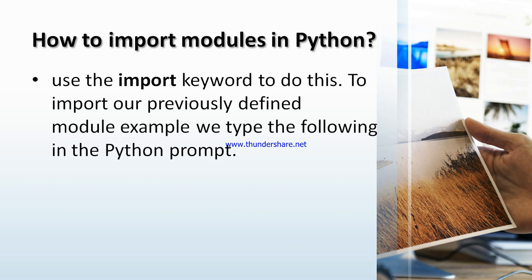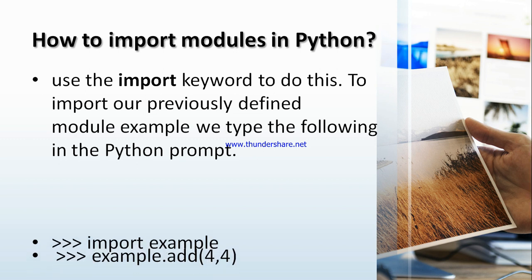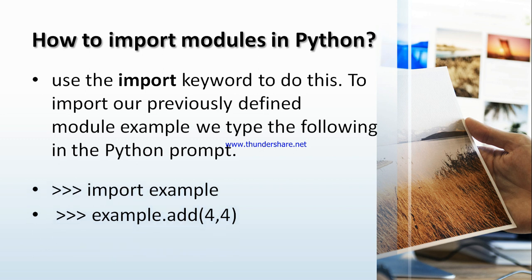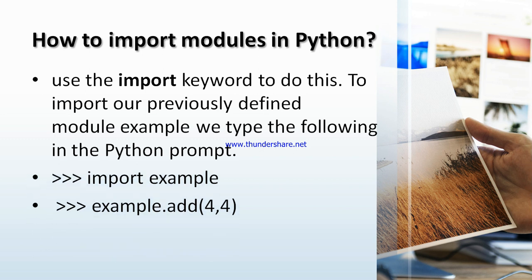Now the question is how to import models in Python. If you want to import models in Python, we can use a keyword called import. To import our previously defined function model example, you can type the following in the Python prompt. Based on the above model, example.py, I can give import example, then example.add(4, 4). That means it will print the addition of two numbers, 4 and 4, and the answer is 8.